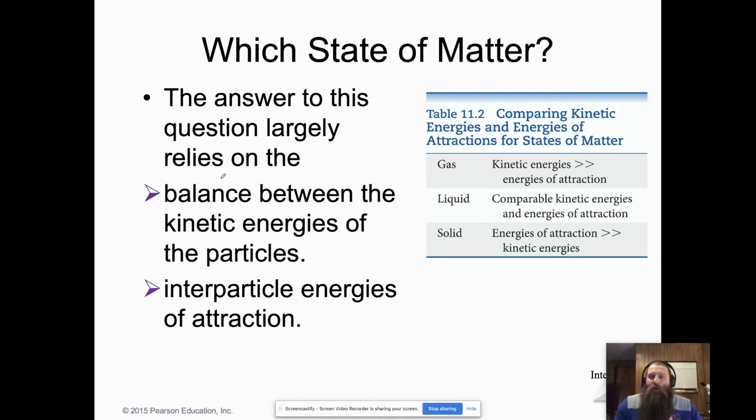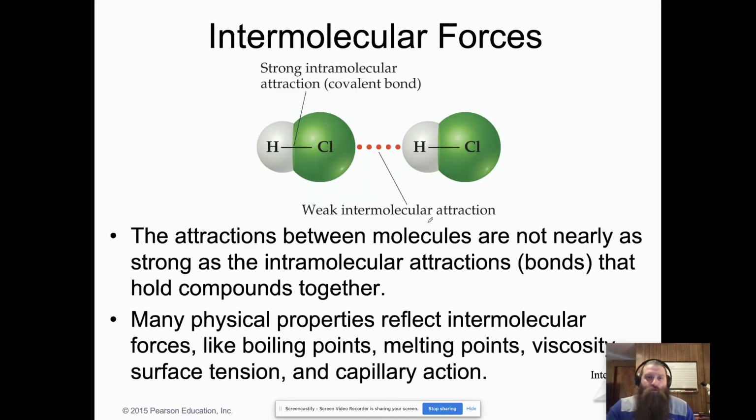So when you're giving an answer in terms of intermolecular forces, use these three descriptors, okay? If you're talking about a gas, you need to point out that the kinetic energy is much larger than the forces of attraction. If you're talking about a liquid, they're comparable, okay? And if you're talking about a solid, the energies of attraction are much stronger than the kinetic energies of your particles.